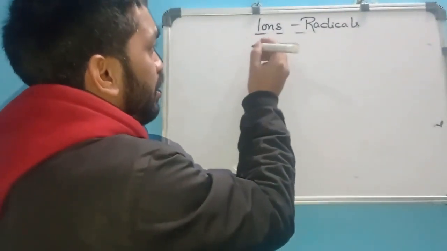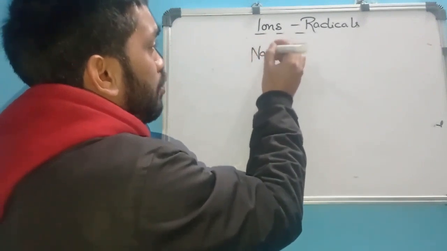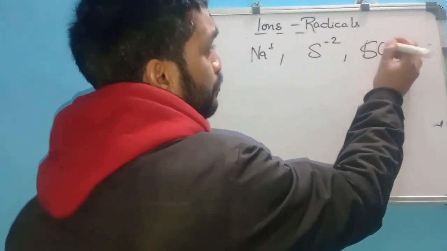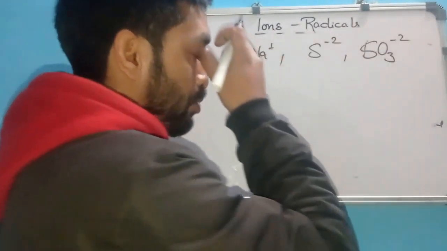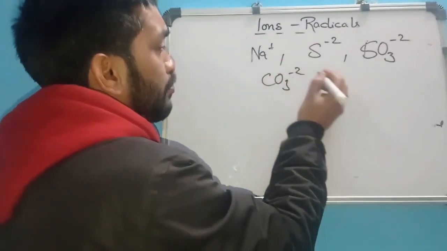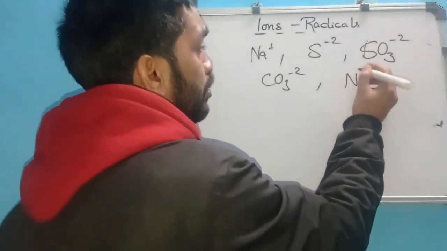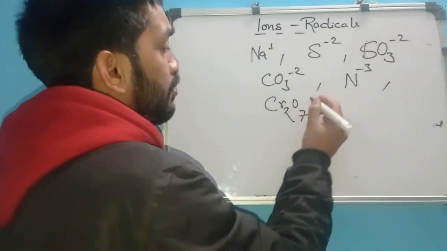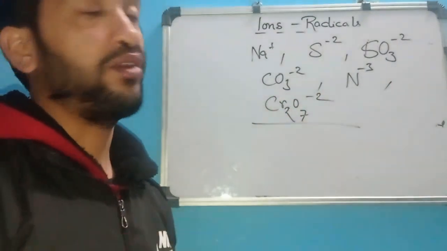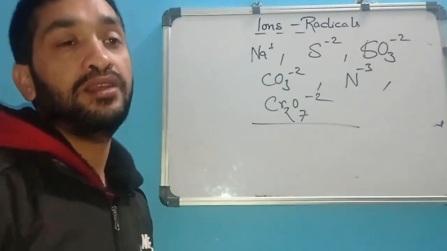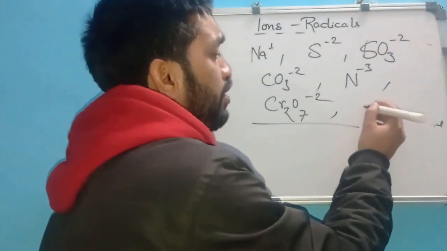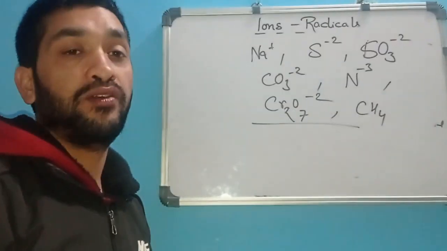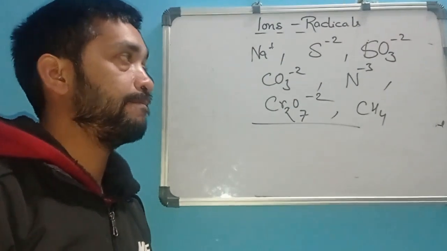So I am giving you some radicals and ions like Na positive, S 2 negative. Then I am giving you SO3 2 negative, CO3 2 negative, and here I am giving you nitrogen 3 negative. Last one, let's take Cr2O7 2 negative. Add one more, let us write CH4 also. Check out of these which are ions and which are radicals. Pause the video and try it.